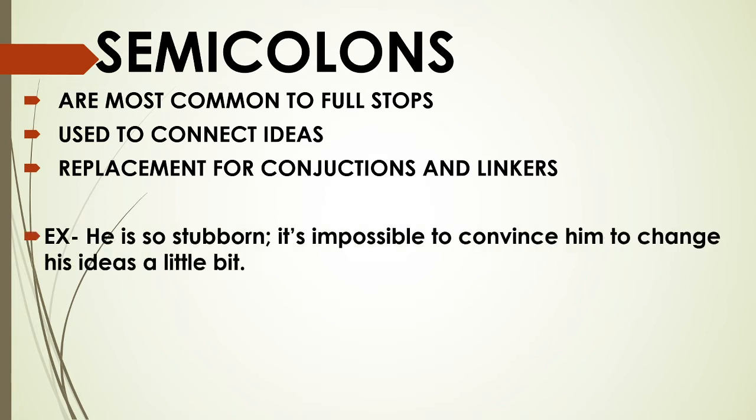Look at the example here. He is so stubborn; it's impossible to convince him to change his ideas a little bit. So actually, both parts of the sentence mean the same. It talks about him and his stubborn character. The semicolon emphasizes that the ideas are connected.